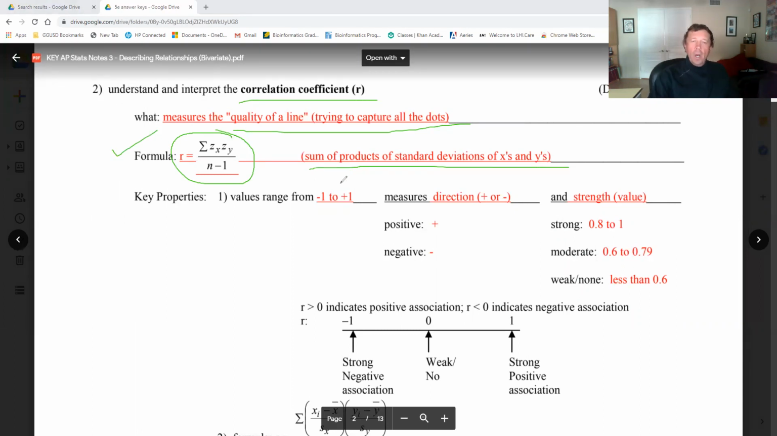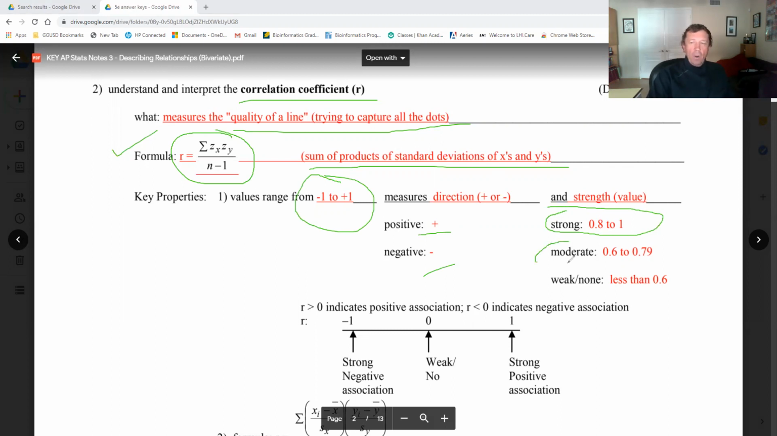But what you've got to know is it ranges from -1 to 1. It's got two directions, positive or negative. Now, these are the values. We're going to say strong is 0.8 to 1.